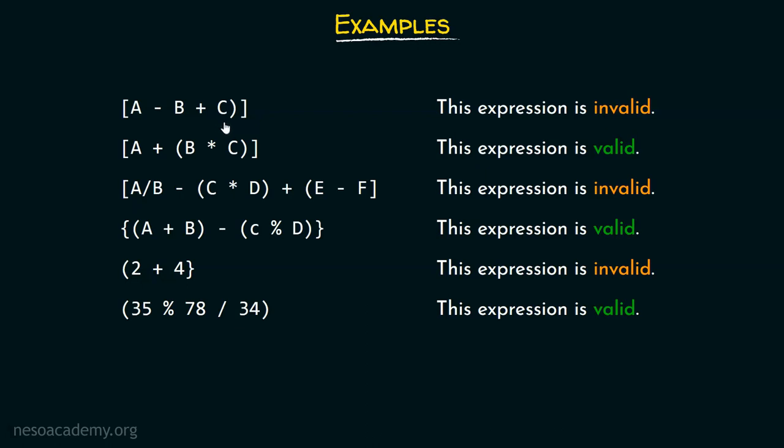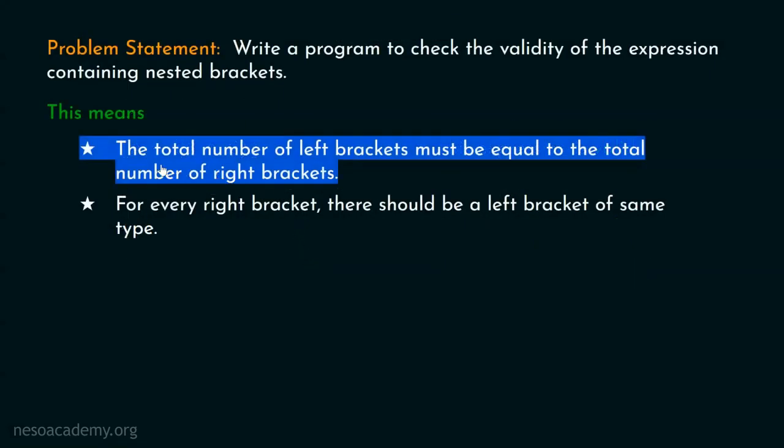If someone gives an expression to us, it would be easier for us to identify whether the given expression is valid or not. We already know the rules. We just have to apply the rules. Here you can see that the first condition says that the total number of left brackets must be equal to the total number of right brackets. We already know the meaning of this. Here you can see that this expression is invalid because the total number of left brackets is not equal to the total number of right brackets. But this expression is valid because this condition is satisfied.